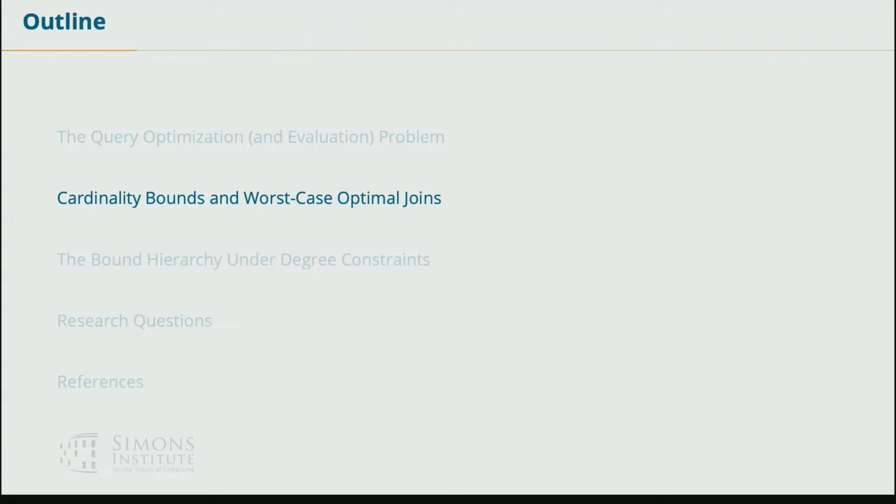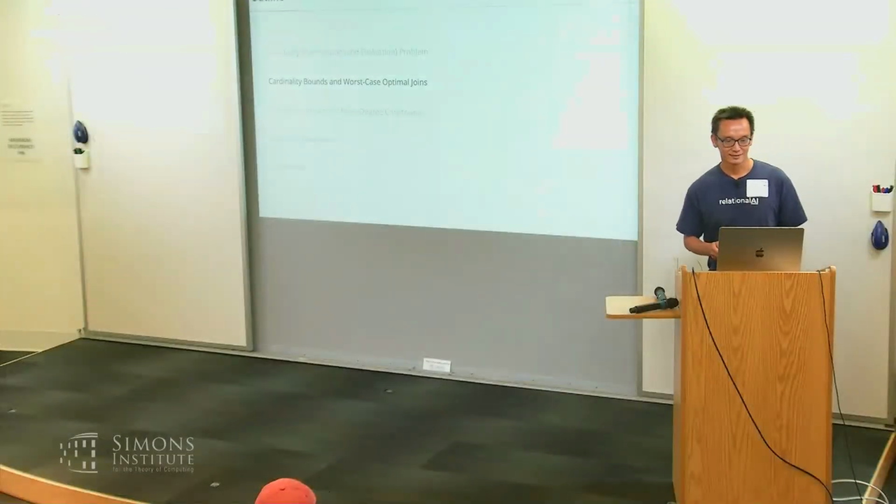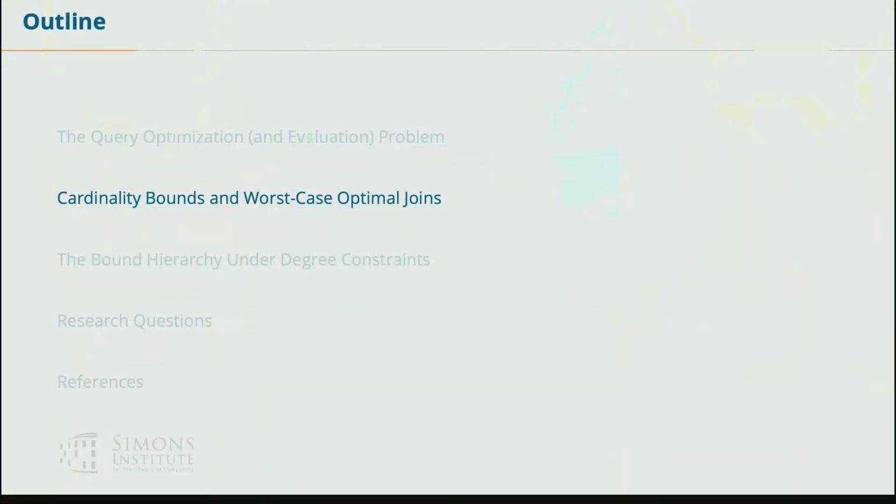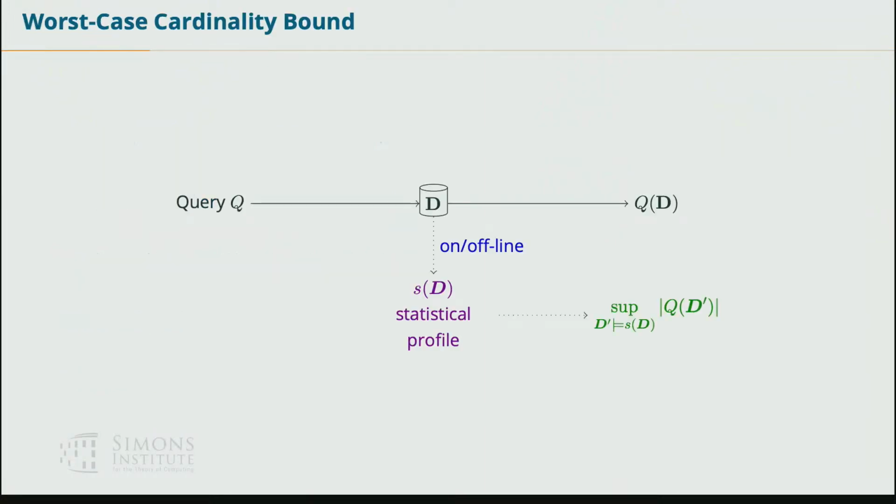Okay, any questions so far? All right, so let's go to the first problem. This will be on cardinality bounds and worst-case optimal join. So this is a little bit of a detour in some sense, but you will see eventually how this is actually tightly connected to query evaluation. Okay? So this is our problem.